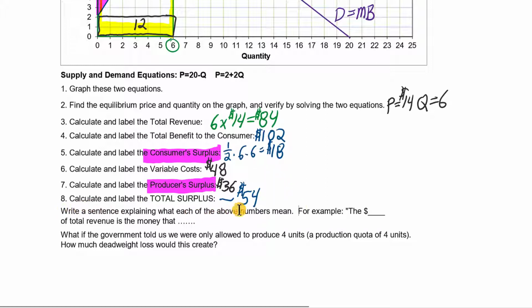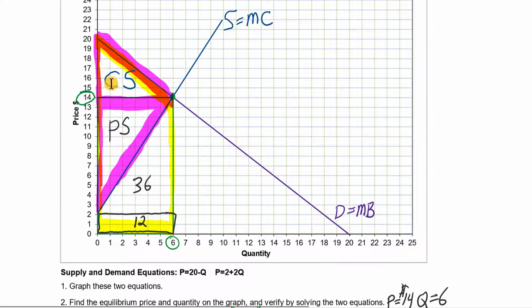So I always have my students practice writing sentences explaining what all these numbers mean. Because if we don't, it's just a geometry class, right? So again, total revenue, how much money the buyer pays to the seller. The seller puts this money in the cash register. The seller is going to pay their variable costs down here of 48. They're going to have this amount in producer surplus left over after they pay their variable costs. It's not the same thing as profit because they still have to pay some other costs called fixed costs. The consumer surplus up here is just the difference between the total benefit, which is the most they would have been willing to pay for 6 units, and how much they had to pay.